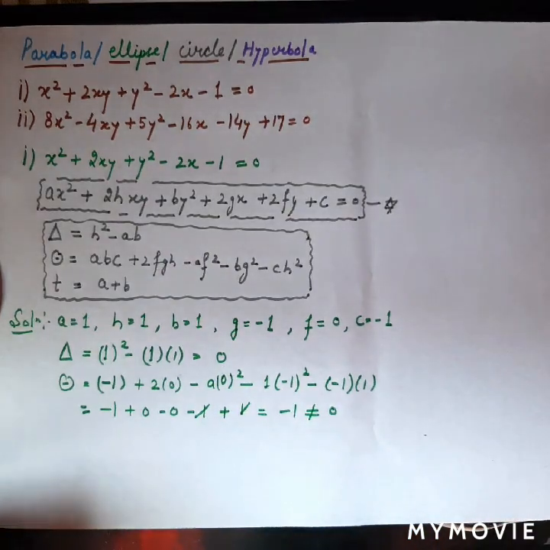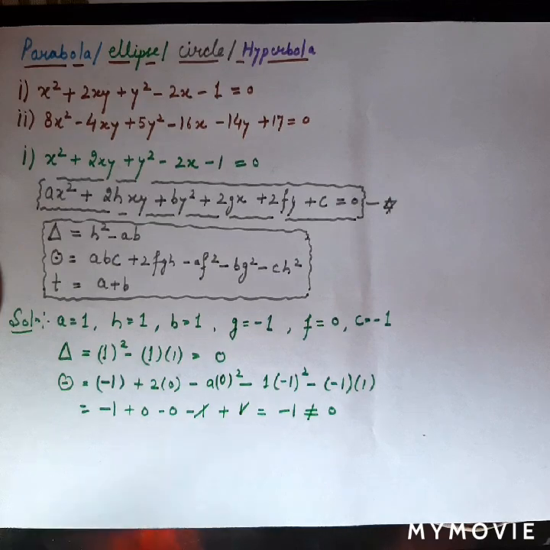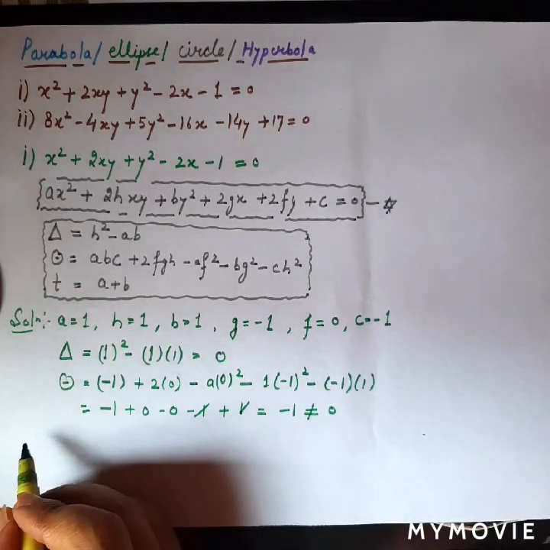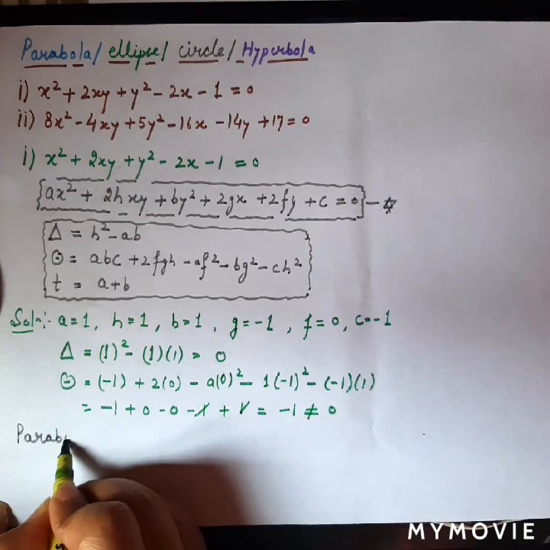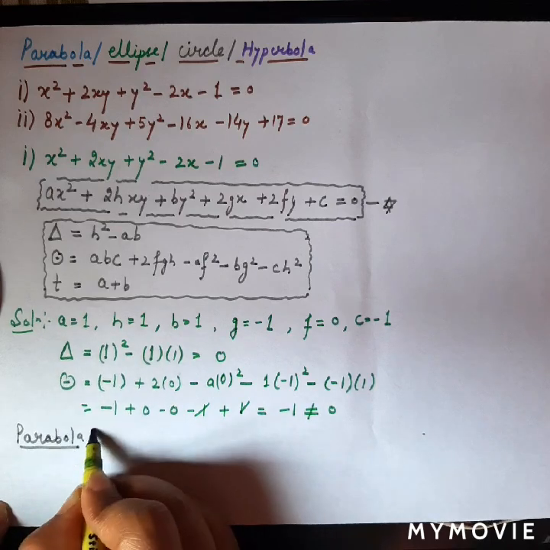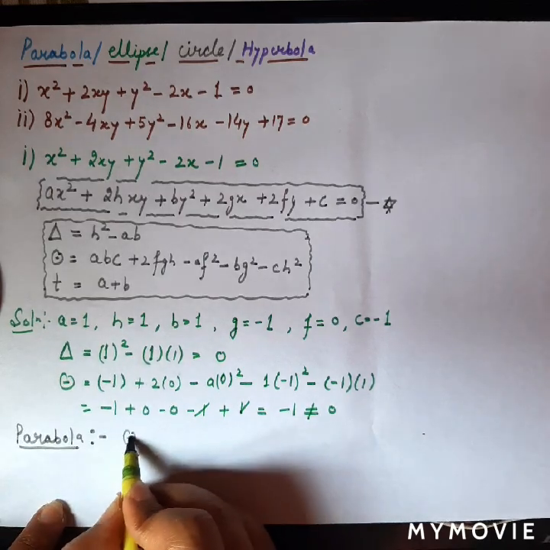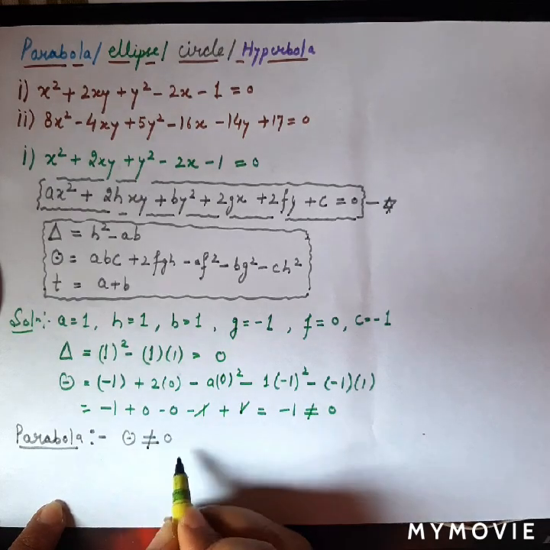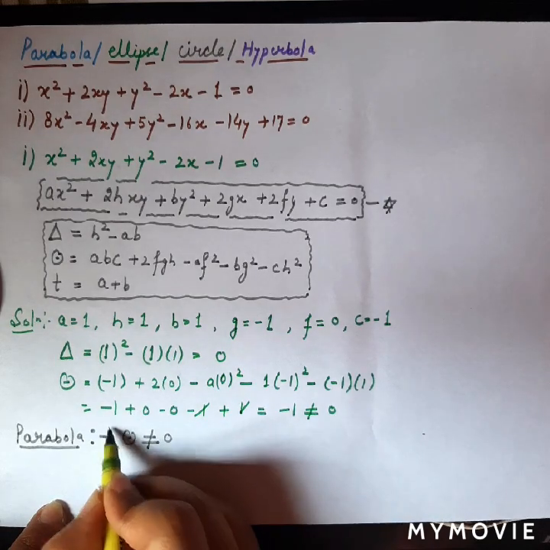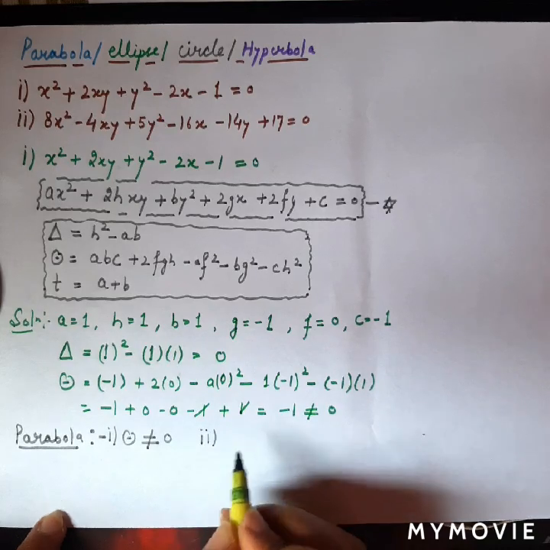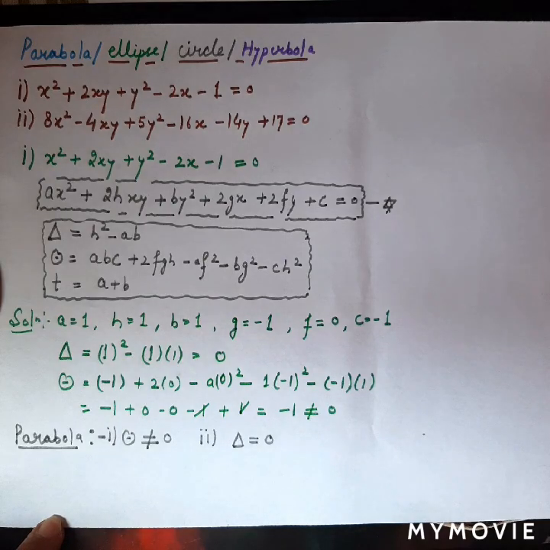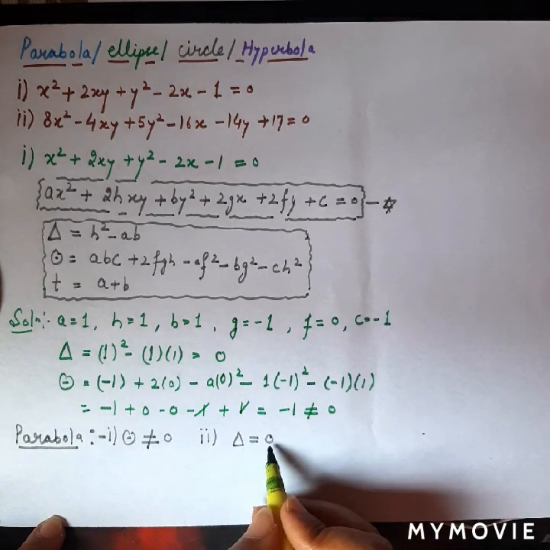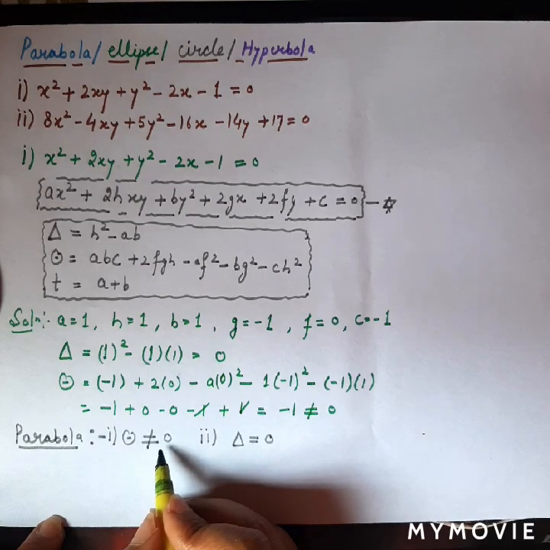Fine. Now I just want to give you some formulas, like when an equation is called an equation of a parabola. An equation will be an equation of a parabola if the value of phi is not equal to 0, and these are the conditions, right? And the value of delta should be equal to 0, and the value of phi should not be equal to 0.